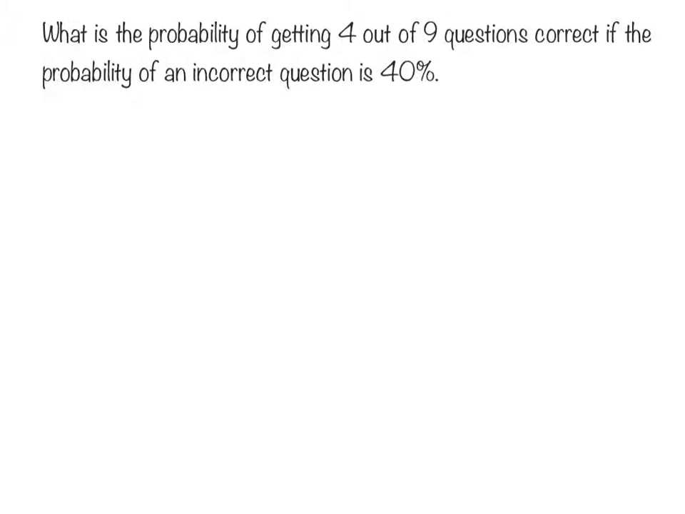This question is on binomial probability. So if we read the question, it says, what is the probability of getting 4 out of 9 questions correct if the probability of an incorrect question is 40%?